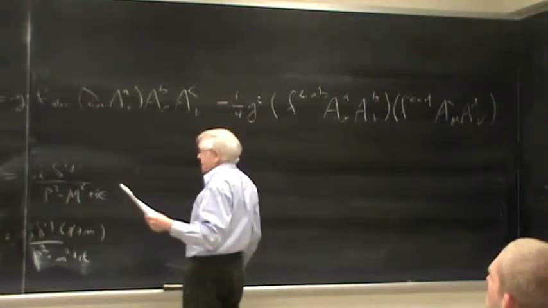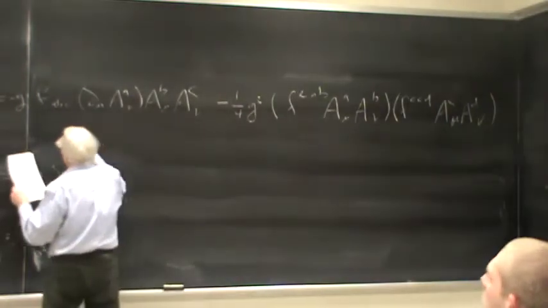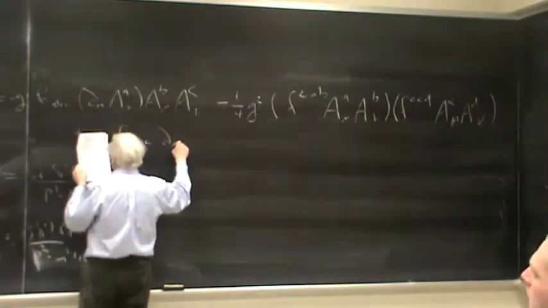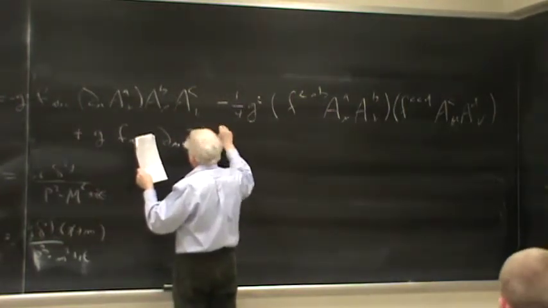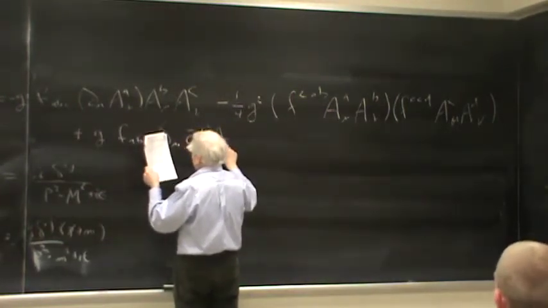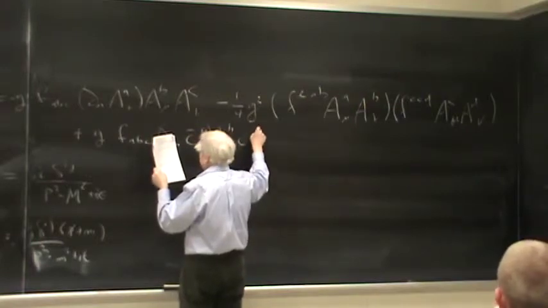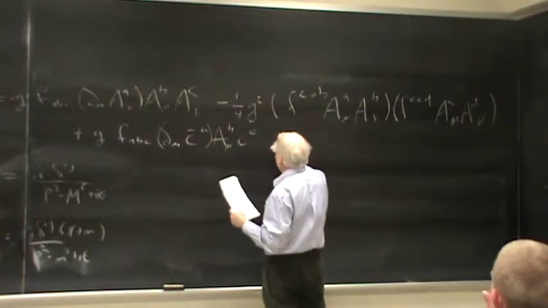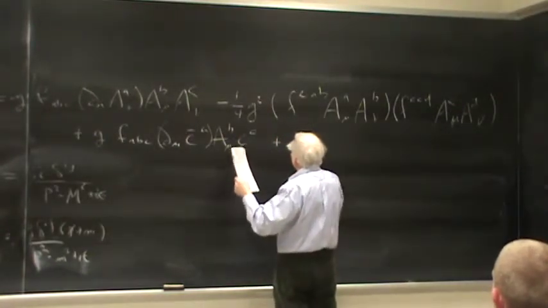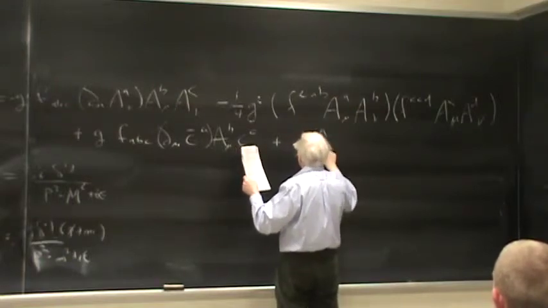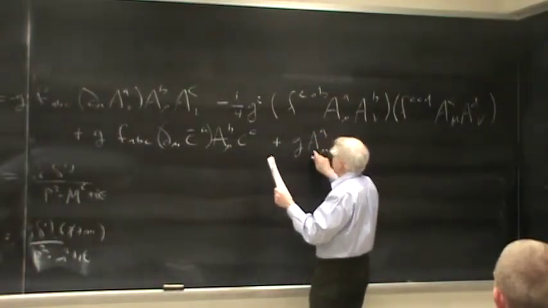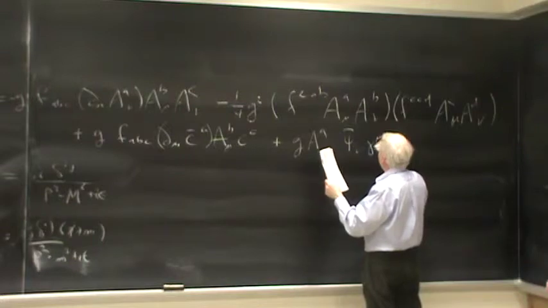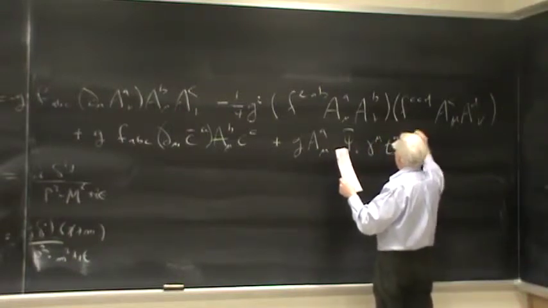And then we've got the interaction term for the ghosts, which is plus g f^{ABC} d_mu c bar^A A^{B mu} c^C. And then we've got the really important term of the gluon fermion vertex, which is the gauge field, psi bar i gamma^mu T^A_{ij} psi_j.